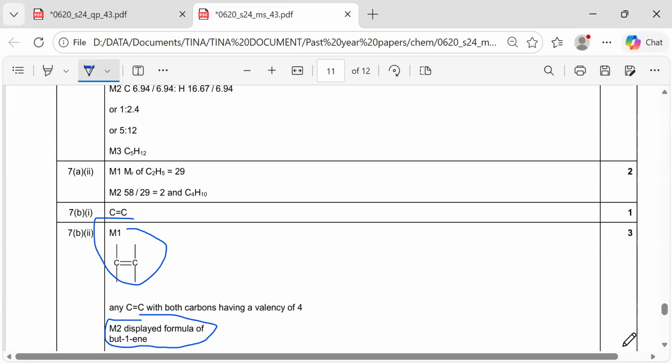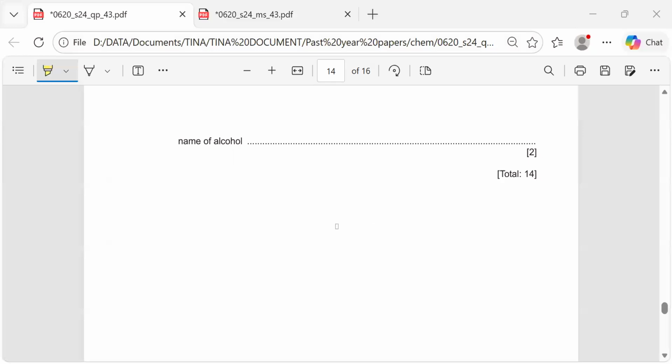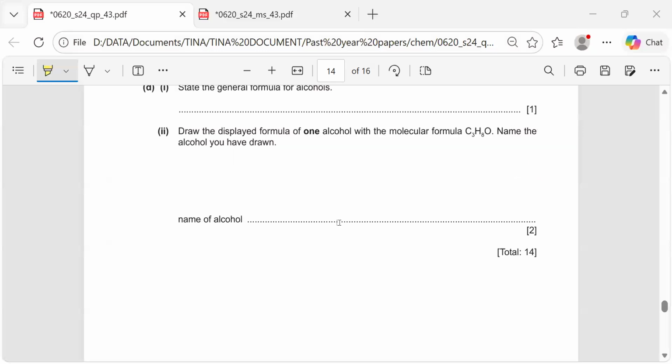C4. Okay, so one alcohol. If you draw it, you must write the correct one.